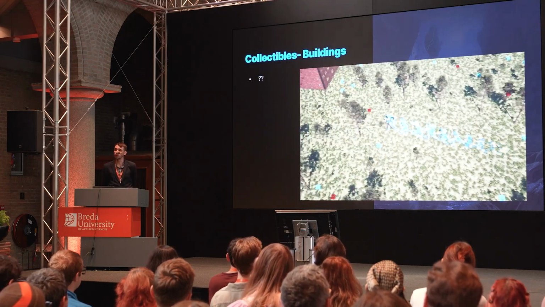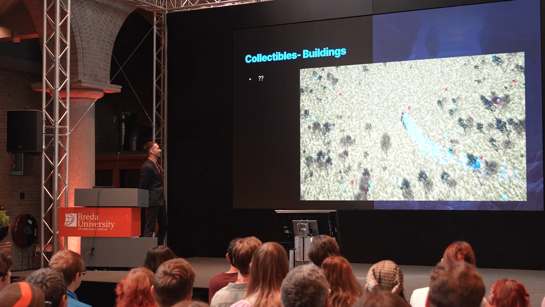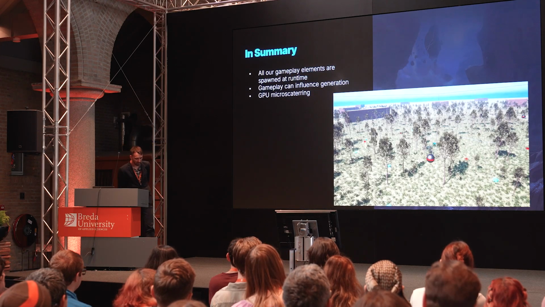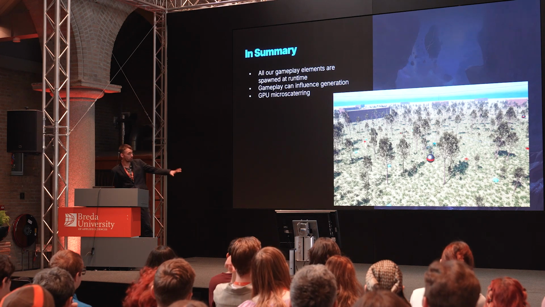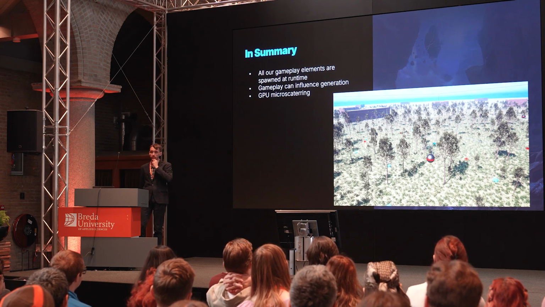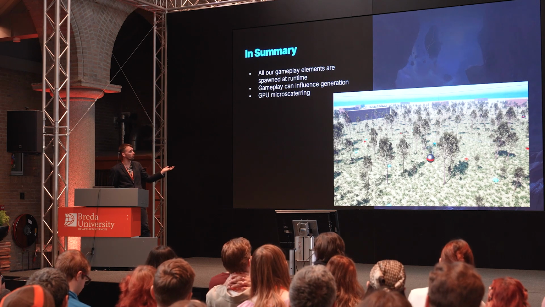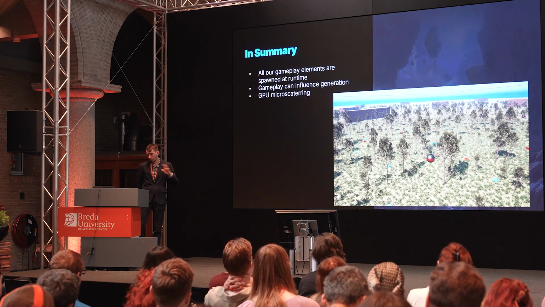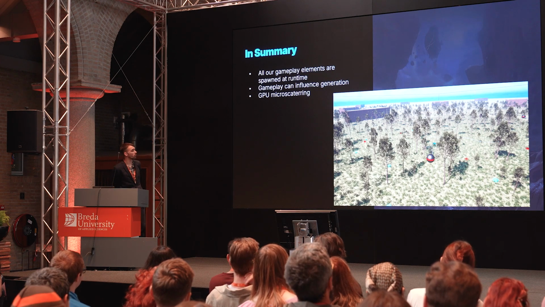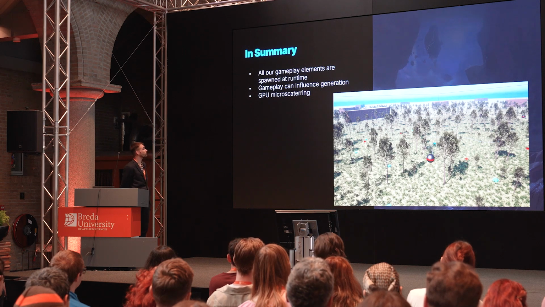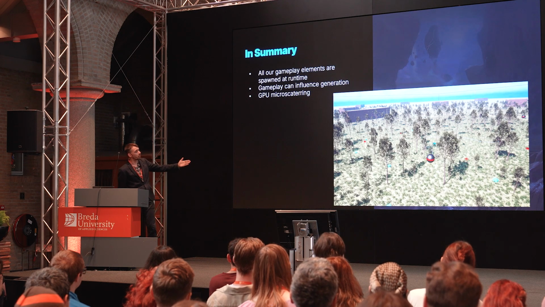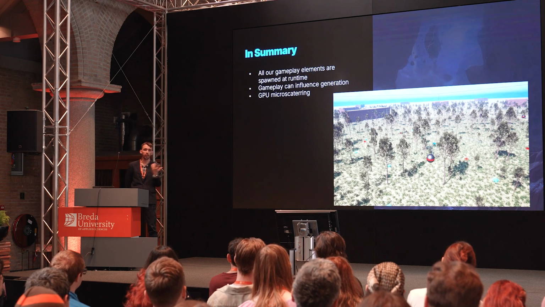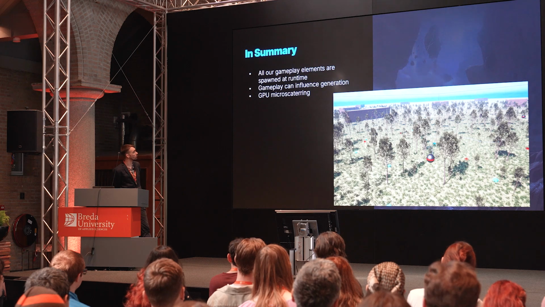You can eat trees, but you can also eat buildings, of course. All right, so in summary, all our gameplay elements are spawned at runtime. We have the ground, we have the grass, we have the trees. We also have gameplay elements with the collectibles, the mines, the buildings, and all the grass was spawned with GPU microscattering, so as to be as efficient as we can. And of course, the gameplay can influence the generation with the red boxes. When you intersect with them, we have a regeneration and can even change the meshes that are spawned.